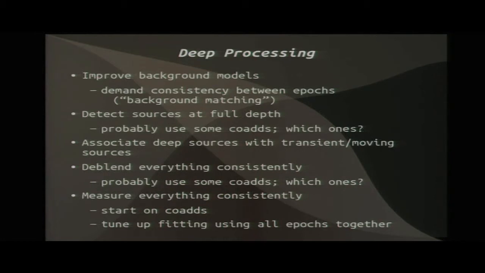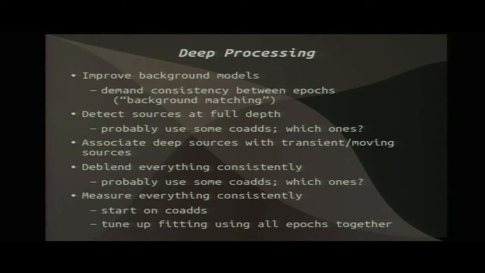It's been done with SDSS. We've tried it a little bit with the LSST pipeline using Hyper Suprime-Cam data. And it turns out it's much harder when you don't have a drift scan camera. So that's something else we'll have to work on. We're going to detect sources at full depth. How do you actually detect sources at full depth? This is actually the exercise we'll work on next. You'll probably use some sort of coadds, but what kinds of coadds is an open question. Maybe less of an open question for detection, but there's lots of options.